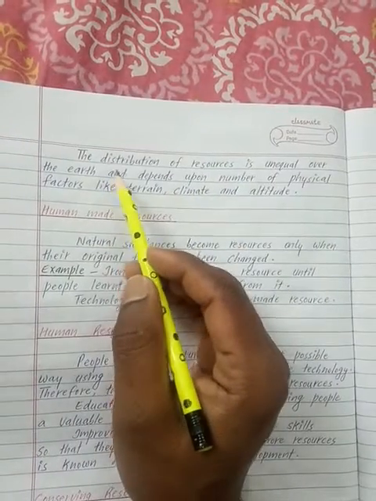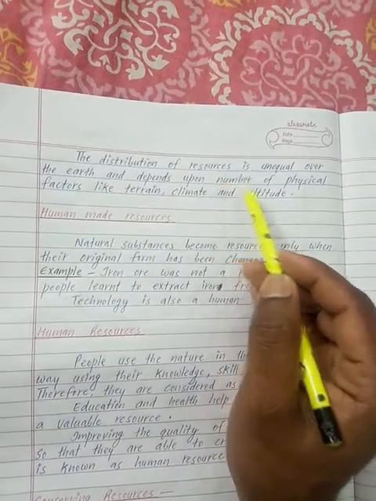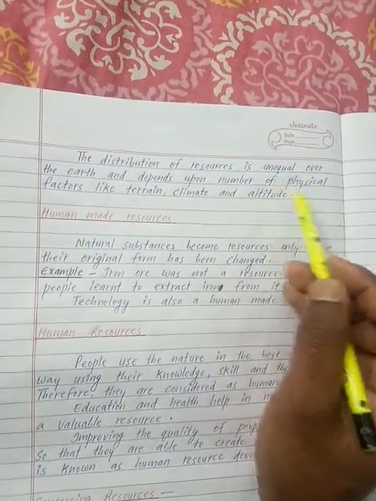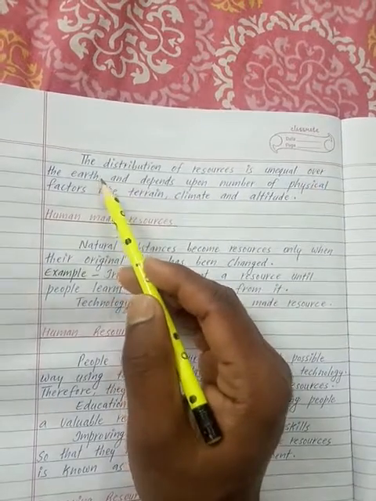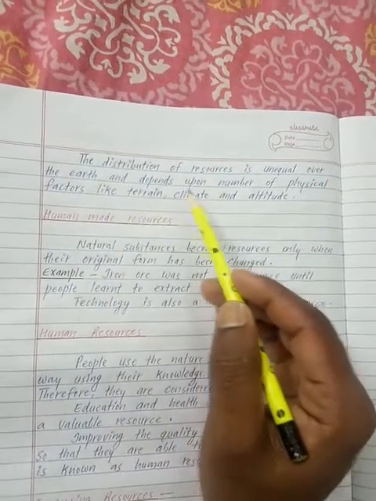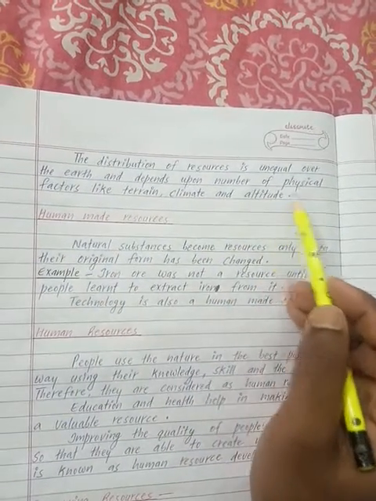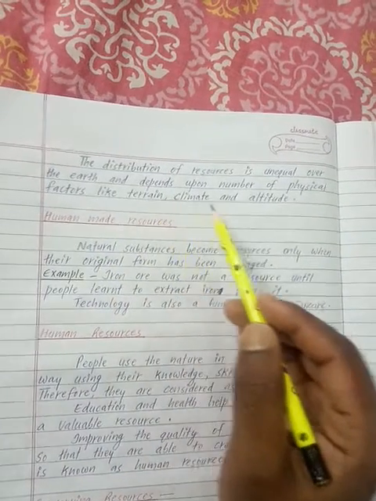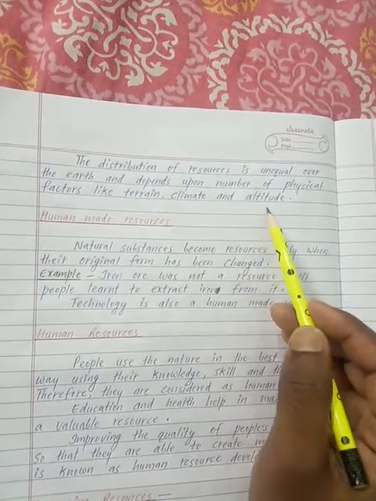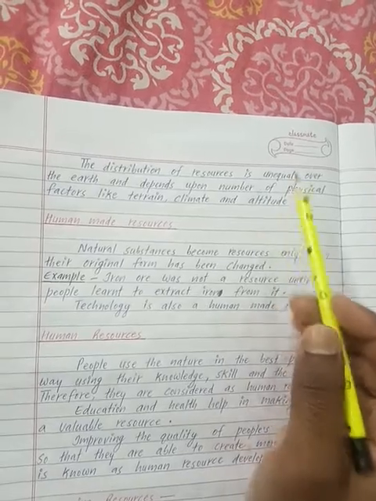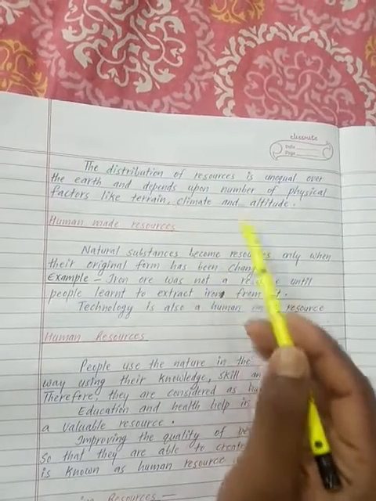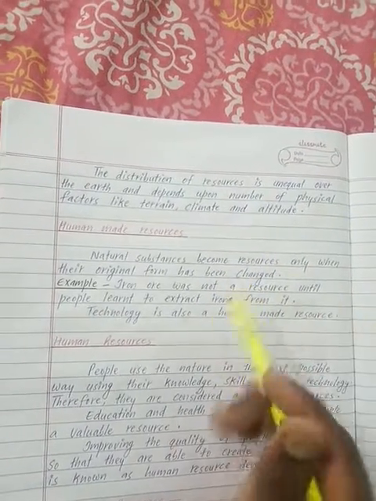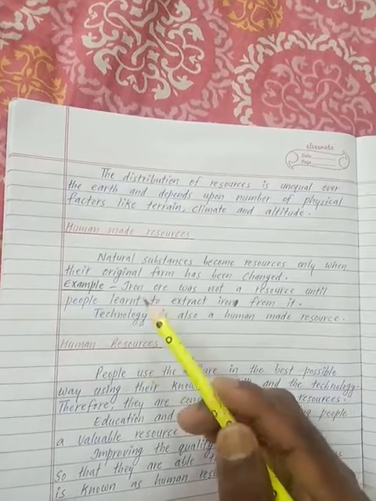The distribution of resources is unequal over the earth and depends upon a number of physical factors like terrain, climate and altitude. So the distribution of resources is unequal over the earth.